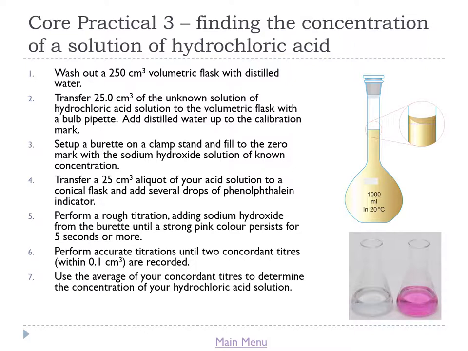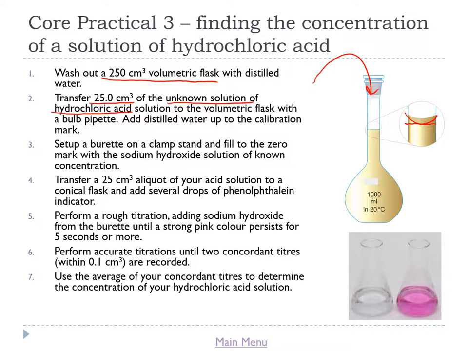Core practical 3, finding the concentration of a solution of hydrochloric acid. Now, as well as using our titration skills here, we're also going to practice diluting a solution, and that's the thing we start with. So we're going to wash out a 250 cm³ volumetric flask with distilled water. That's to make sure that anything that might interfere with the results dissolves and gets washed away. Then we're going to transfer 250 cm³ of an unknown solution of hydrochloric acid into the volumetric flask using a bulb pipette. And when we use that bulb pipette, we're going to make sure we're paying close attention to the meniscus and making sure the bottom of the meniscus is on the graduation mark. And then we're going to transfer that into our volumetric flask.